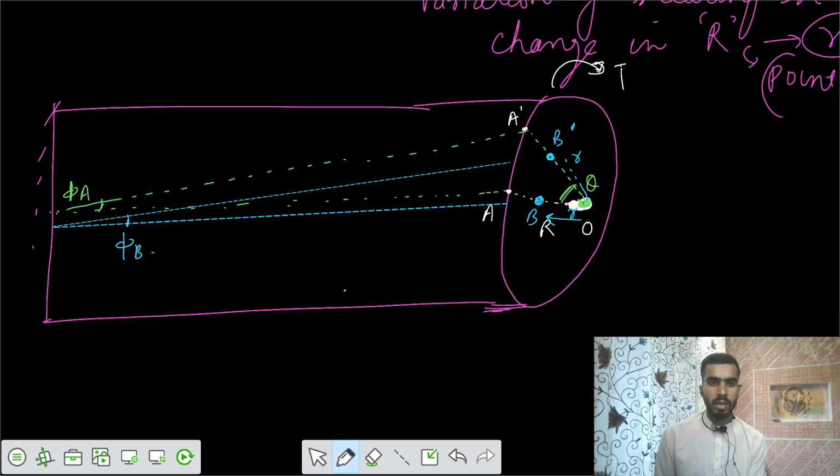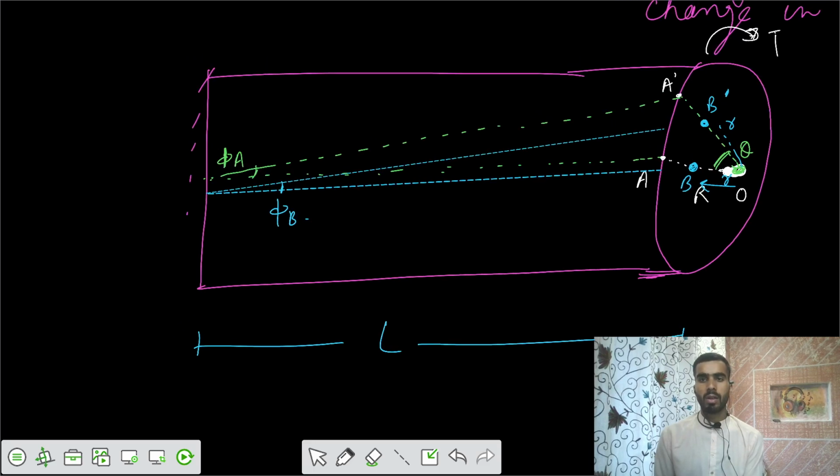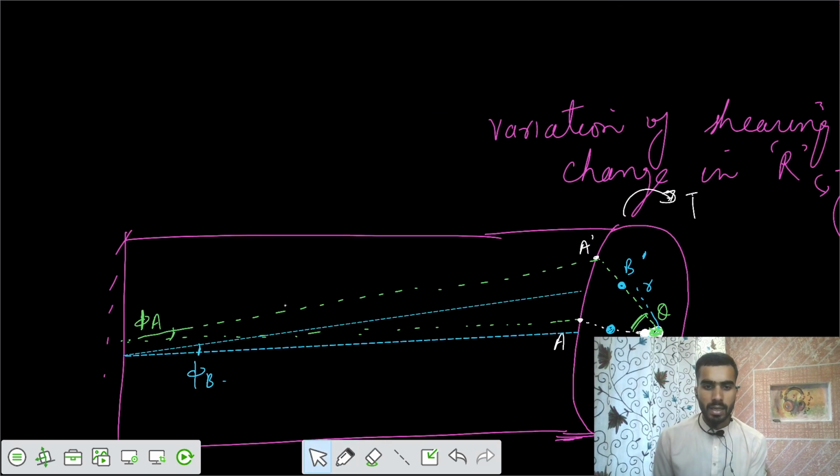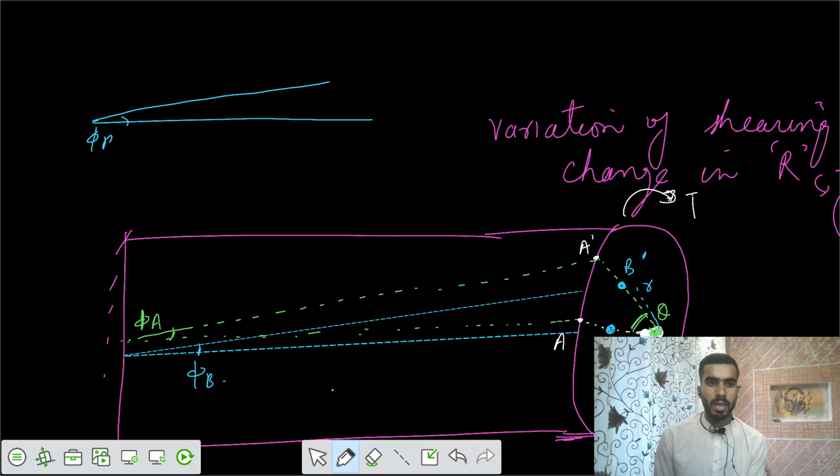We have this length L, and we have developed some triangles. If you take the second triangle, that's phi B. So we have this length L and phi B. Actually, the point B is somewhere here and B dash somewhere here. So we have some circle. Now let's say this is the small circle of radius r.